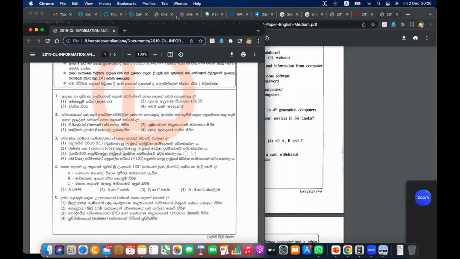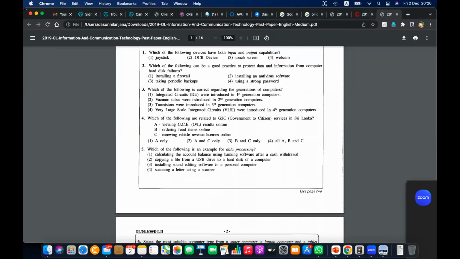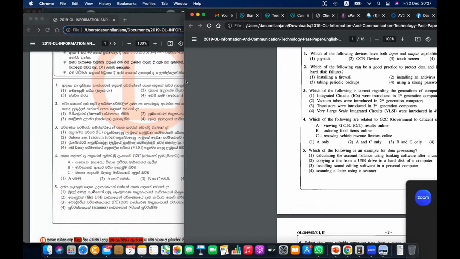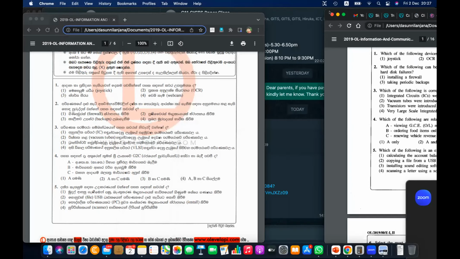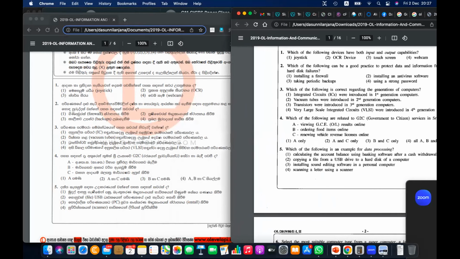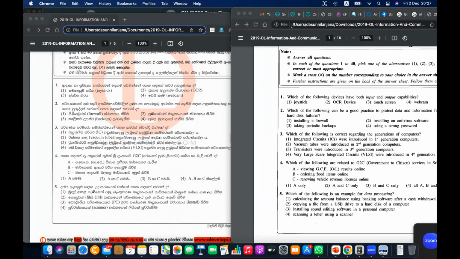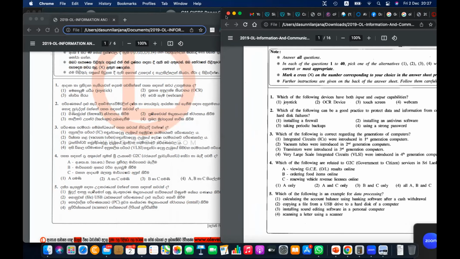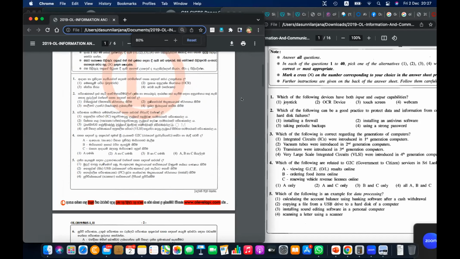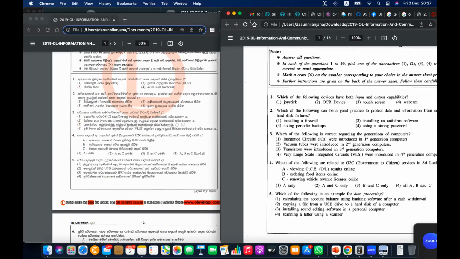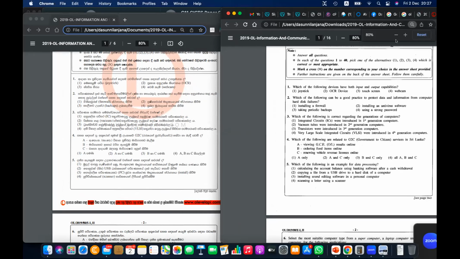Okay, let's take both to the same screen. Then you can follow and tell me the answers. Question number 2 to 5, try to provide the answers. If you cannot provide, it doesn't matter, I will explain. I hope you can see it now, right?